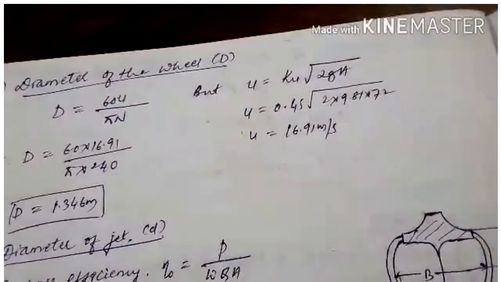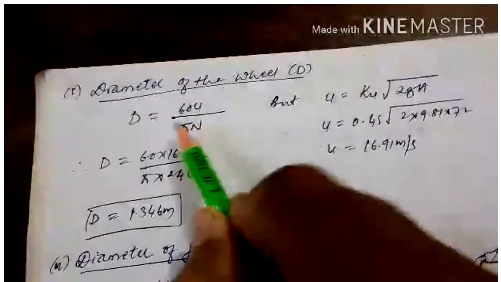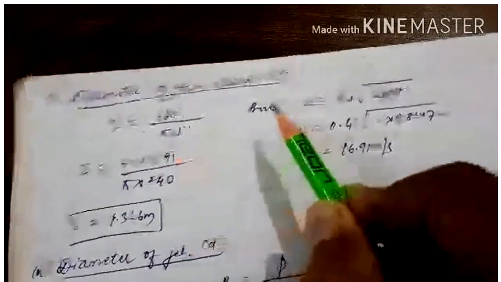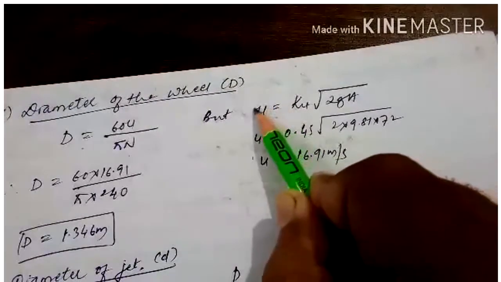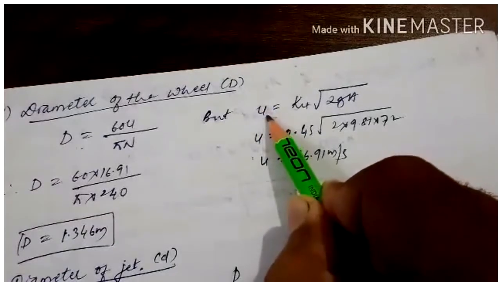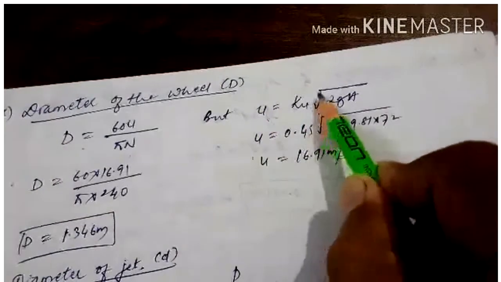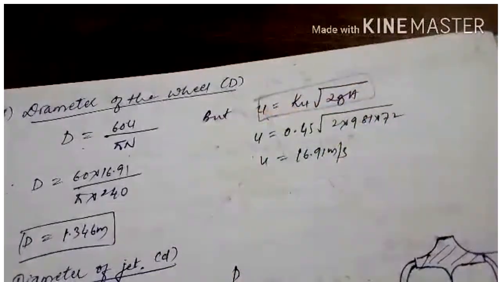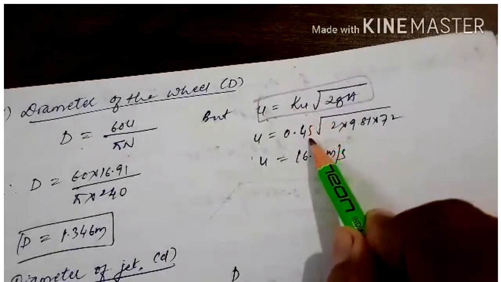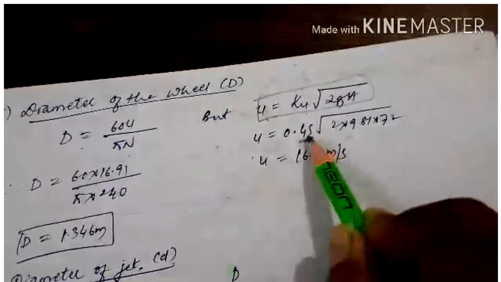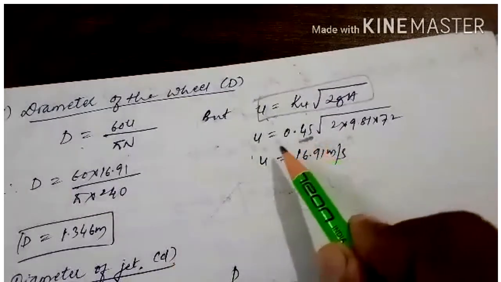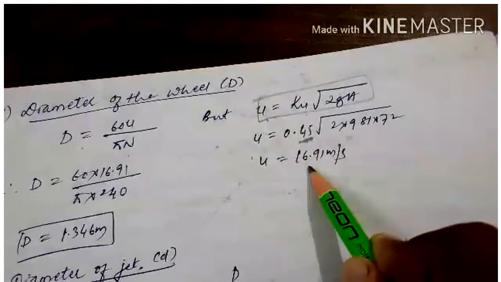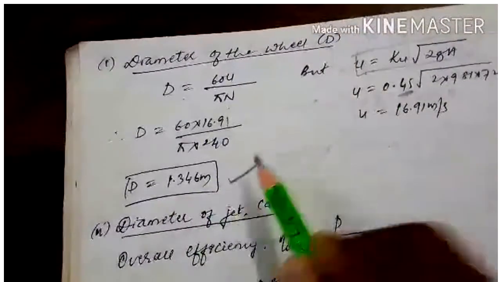So for that, let us calculate first the diameter of the wheel. So the diameter of wheel, capital D, is 60 into U divided by pi N. But what is U? The rotational velocity or peripheral velocity, U equals Ku into root of 2gH. So we know this formula very well. Ku is the speed ratio which will be given. If not given, you have to assume this one. Generally it will be given, and if not given, it is to be assumed between 0.43 to 0.48. Then U we get. Then substitute here, we get the diameter of the wheel.